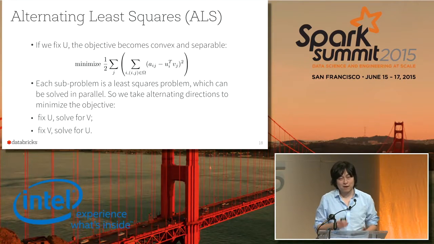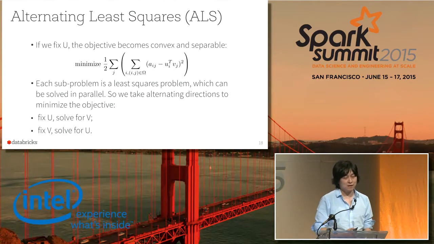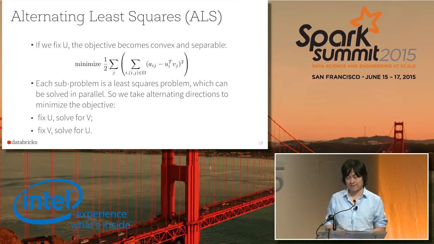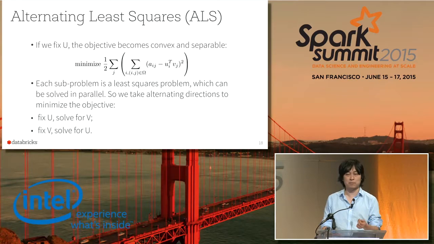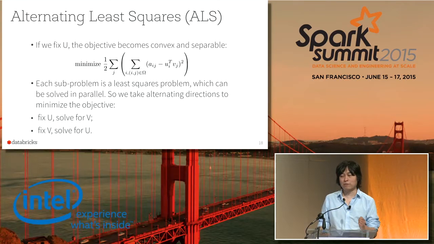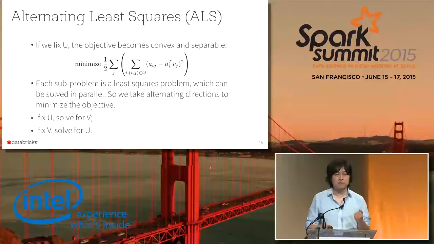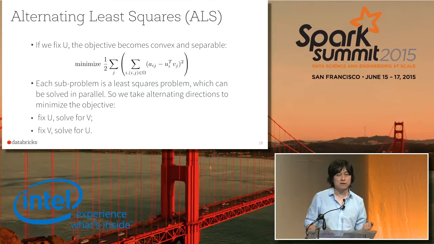However, this problem is not that friendly because it's not convex. If you don't understand convex, you can basically translate it into easy. It's not easy. However, the unknowns are the matrix U and the matrix V. If we fix one, for example U, we find that the objective becomes really nice and friendly: it becomes convex and separable. If I fix U, that means we fix the user preference, and I want to solve for item preference.